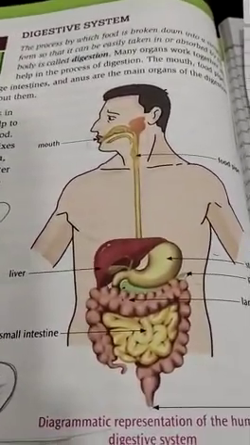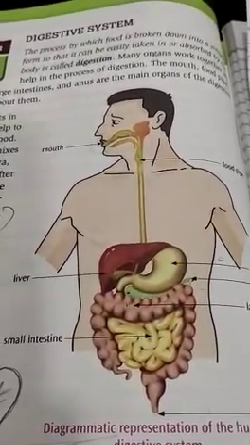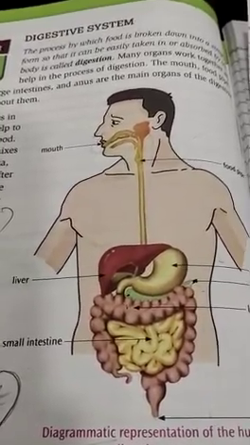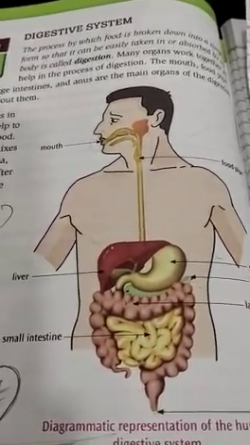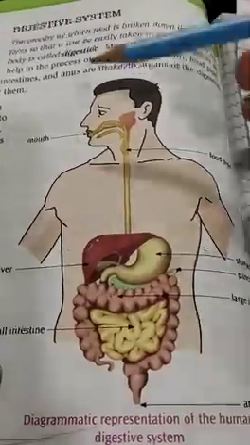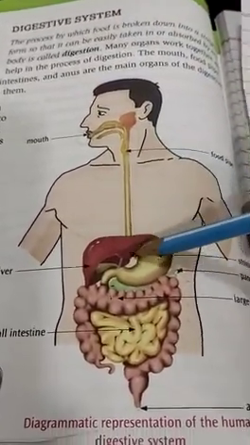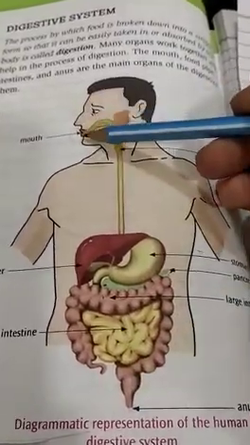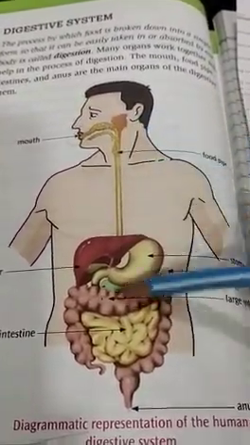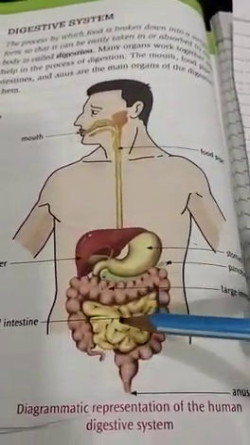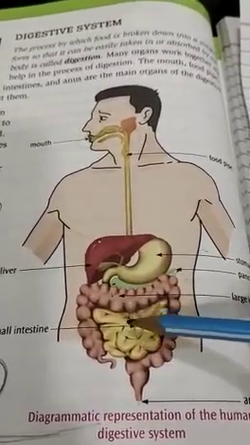Now, digestion of food in humans takes place in the alimentary canal, which is a long tube extending from the mouth to the anus. So this is the alimentary canal. This is the long tube. You can see it starts from the mouth and goes to the anus. This is the alimentary canal or ahar nali.